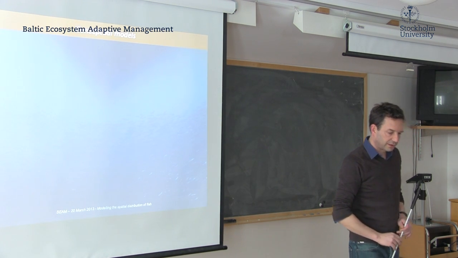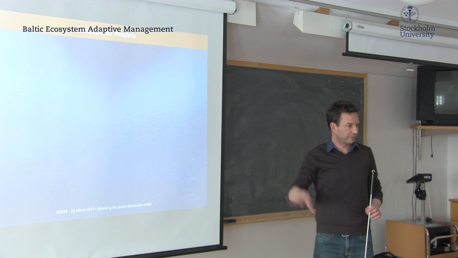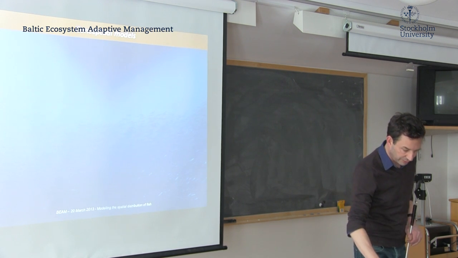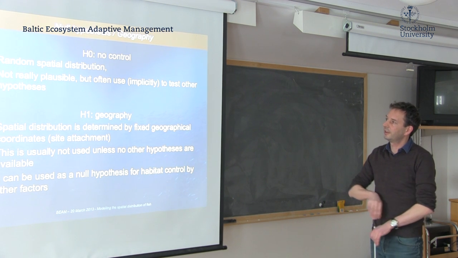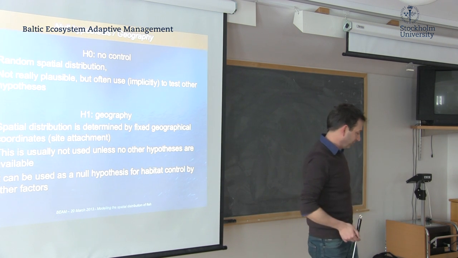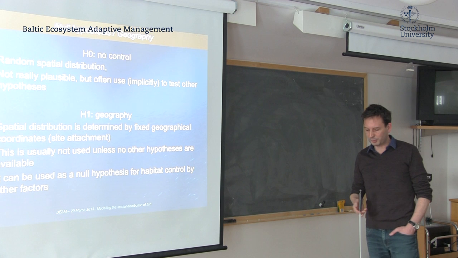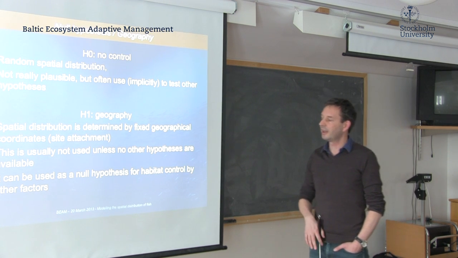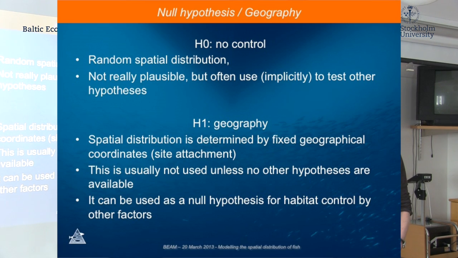Okay, so I now spend a little bit more time on the conceptual models. I've been through this circle of different models, and I'll detail a little bit more what they contain. So I start with the first model that I didn't even mention, but which is the one that usually is taken as a null model, that is that the spatial distribution of a species is not controlled at all, and it is random. Totally random. So there's no trend, there's no spatial structure, I think it's just random distribution.